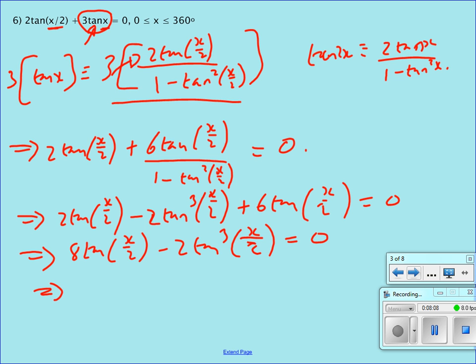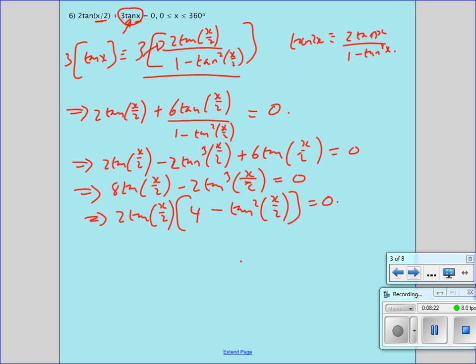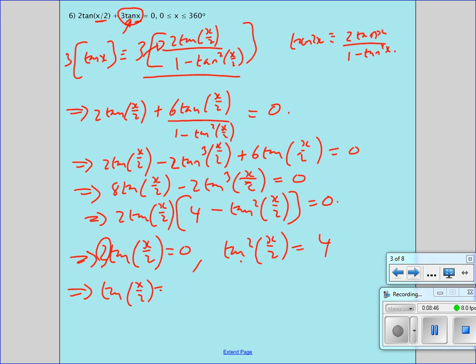Take out a factor of 2 tan x over 2, and I get 4 minus tan squared x over 2 equals 0. So that means that either 2 tan x over 2 equals 0, or tan squared x over 2 equals 4. So again, I can't have things next to my tan, so I divide both sides by 2, so I get tan x over 2 equals 0. That's number 1 to work with.